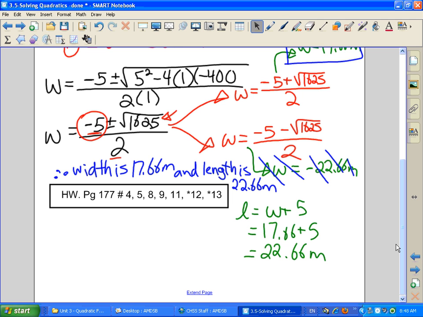All right, here's today's homework. Page 177, numbers 4, 5, 8, 9, 11, and give 12 and 13 a try. And again, come see me if you need any help.